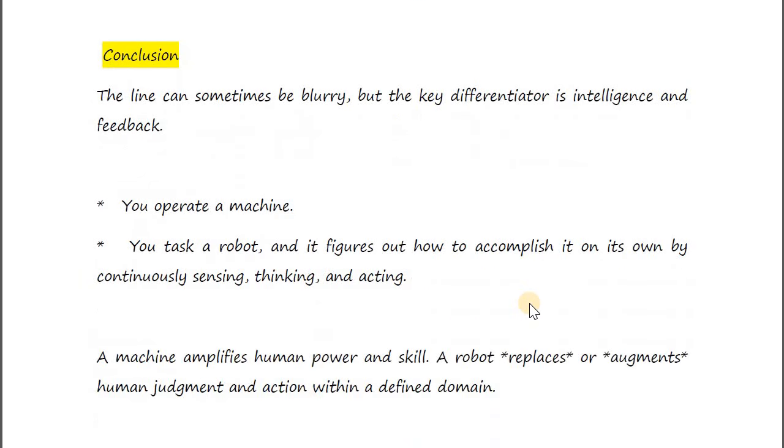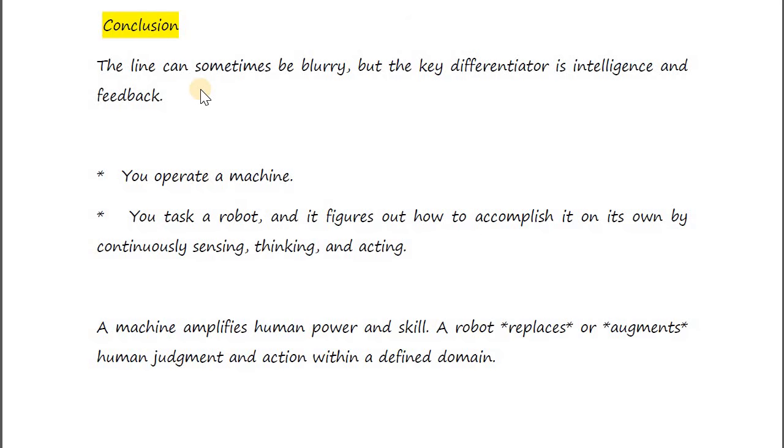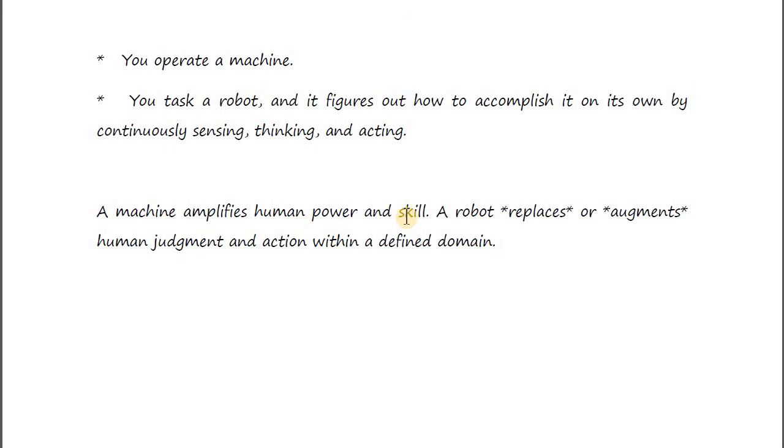So, what's the conclusion? Dear student, the line between robot and machine can sometimes be blurry, but the key difference is intelligence and feedback. You operate a machine, you task a robot, and then the robot figures out how to accomplish it on its own by continuously sensing, thinking and acting. So you see, a machine amplifies human power and skill, but a robot in fact somewhat replaces, or you can say augments, human judgment and action within a defined domain.